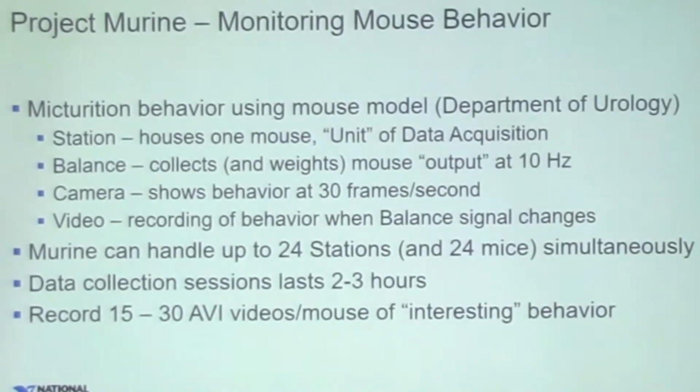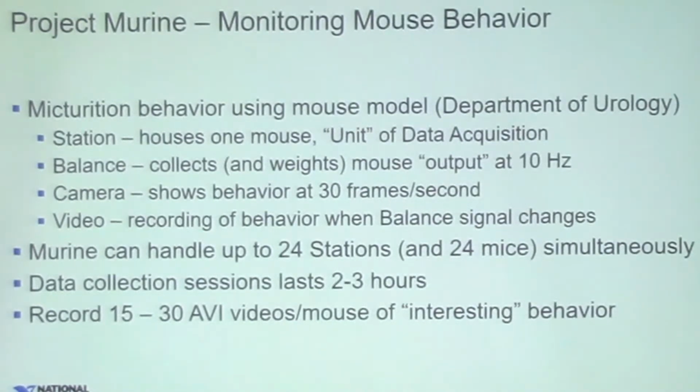He had a cage that would hold a mouse. We called this thing a station. Underneath the cage was a Mettler balance that put out weights at 10 hertz. Every 10 hertz you got a VISA message. It told you what the mouse was, shall we say, excreting. There was a camera associated with the station so you could watch the mouse and see what he or she was doing. And you could make videos if you wanted to.